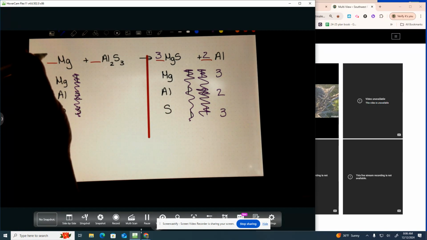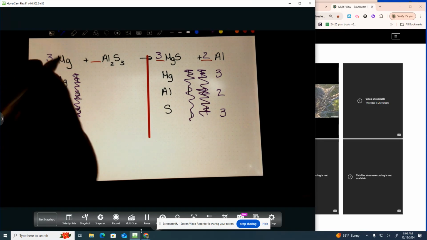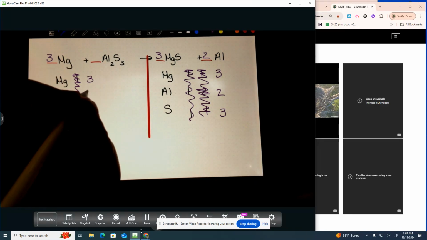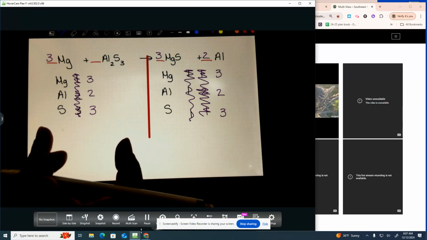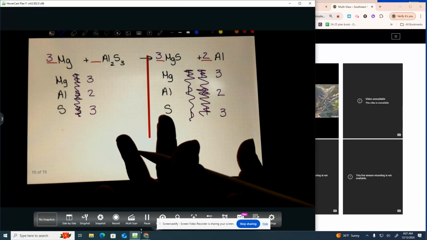What number am I putting there, Caleb? 3. Then we recount. 3, 2, 3. Now it's balanced. Okay? Balancing reactions. Making the stuff you have when you start equal the stuff you have when you're done.